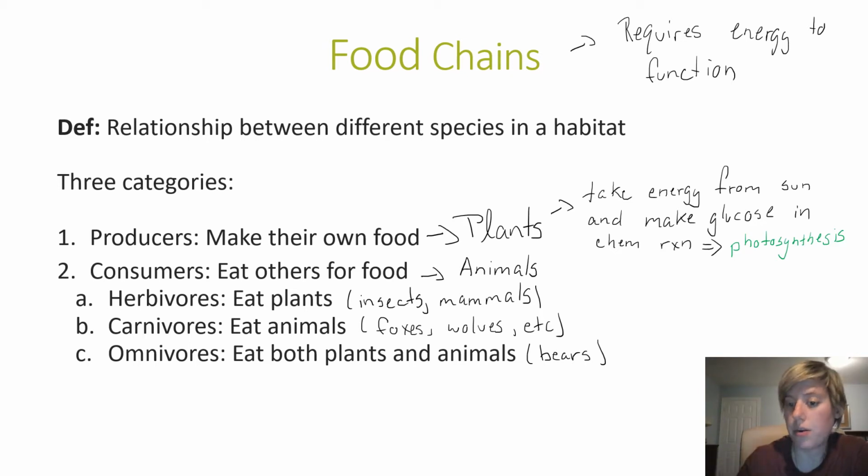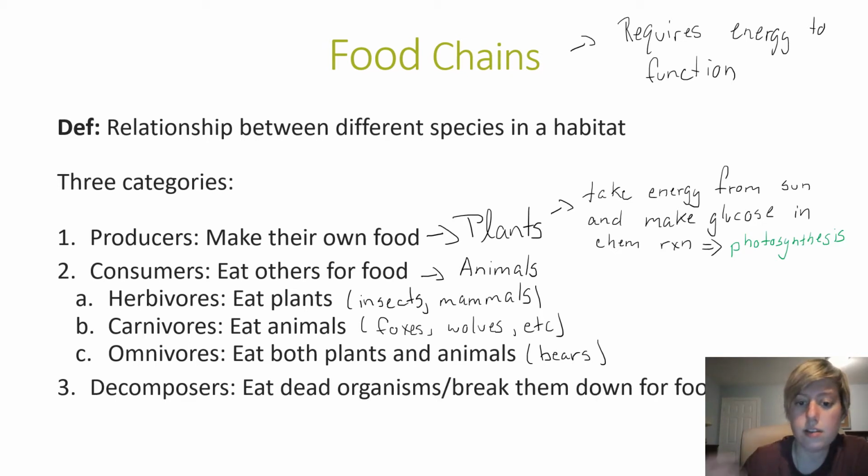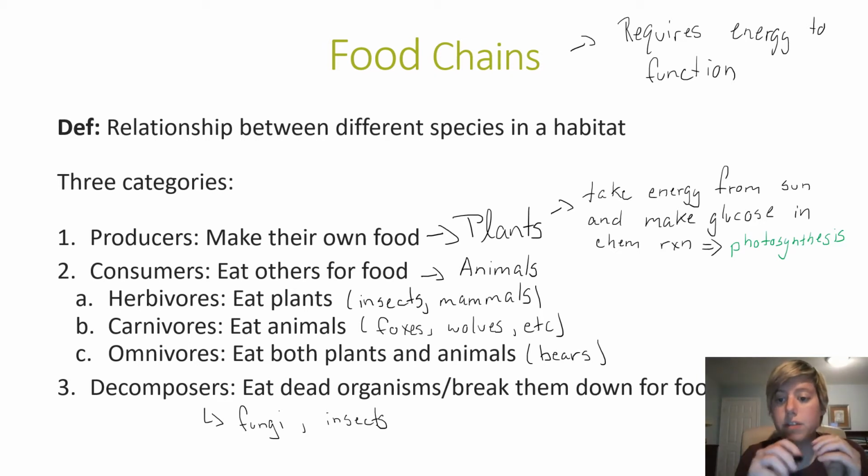Now, our third category is called decomposers, and what they do is they eat dead organisms and break them down into their basic components. So things like fungi are decomposers. You also have key insects that also act as decomposers. When we're looking at a food chain, we're looking at one specific linear relationship. A food web would be all of the organisms in the ecosystem and the links between each one of them.